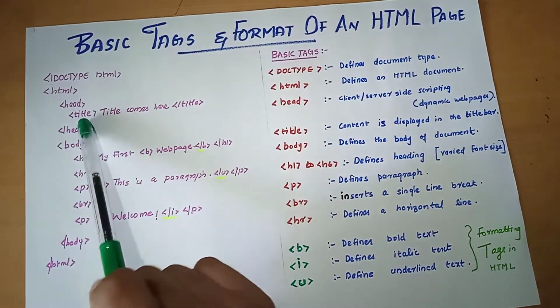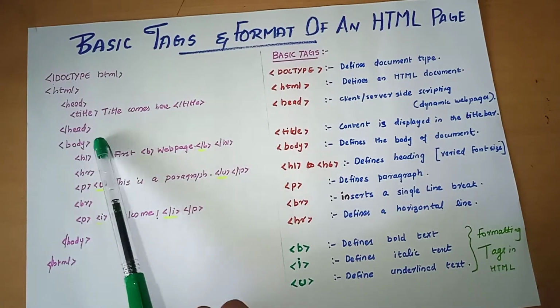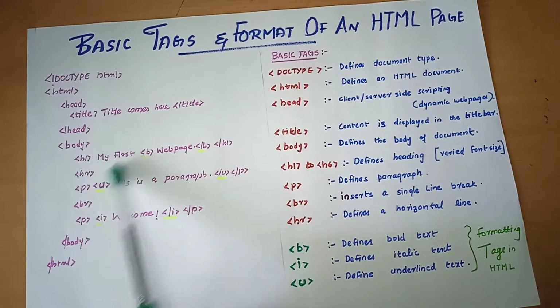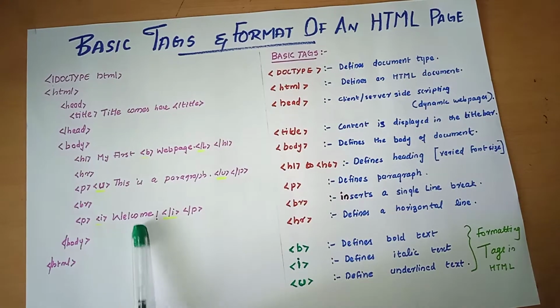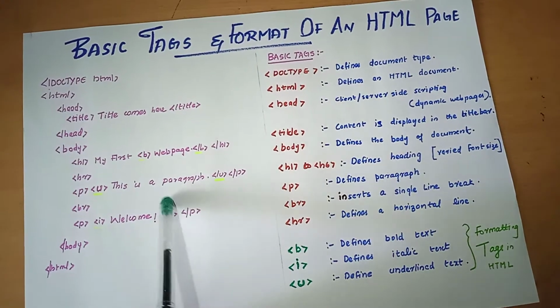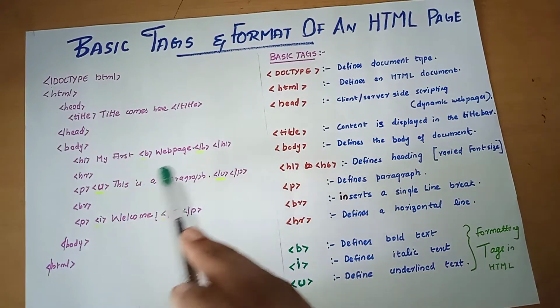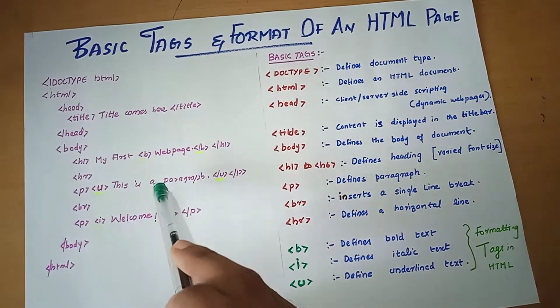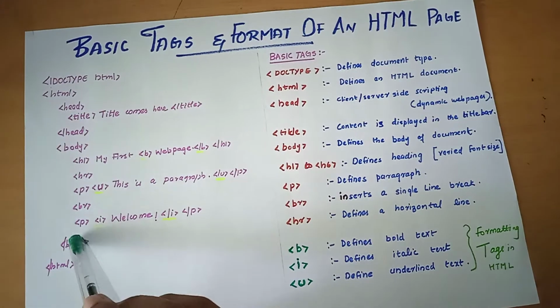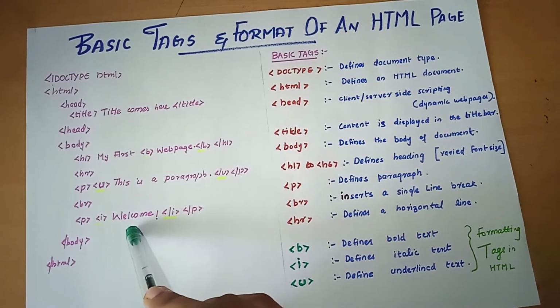Okay. So the next tag is the body tag. Inside the body, we can see a lot of things written. That means in order to display our web page, or to design our web page contents, those things are always written inside the body part of the HTML code.